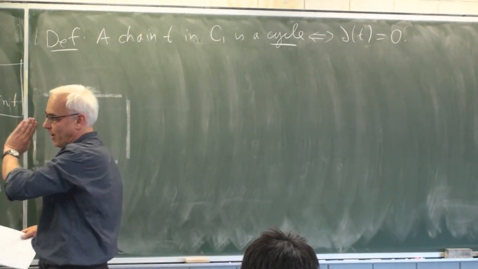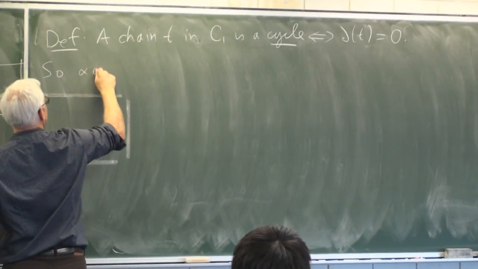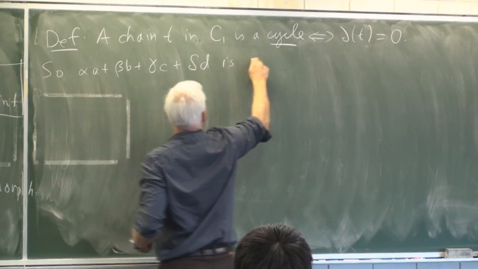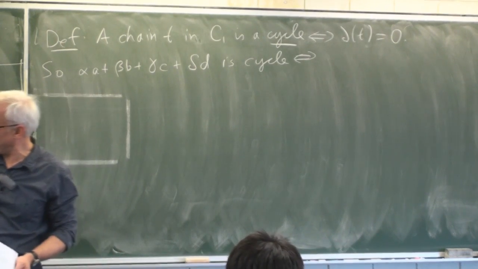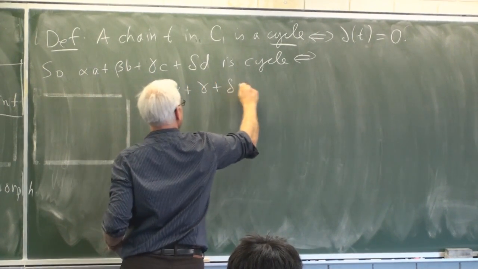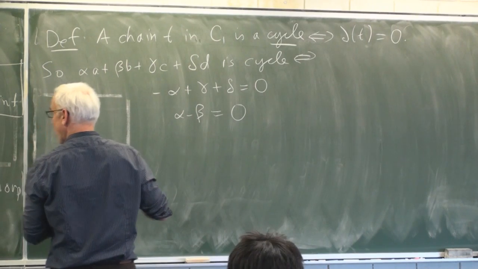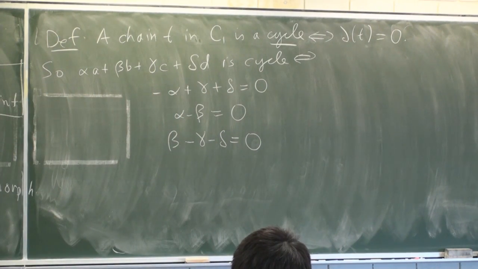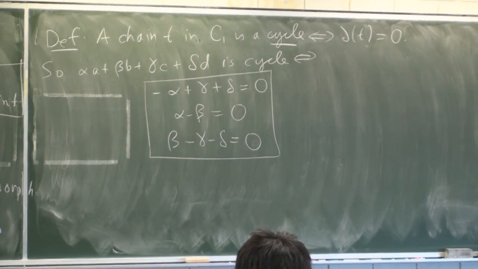So let's ask the question, all right, in this case, what are all the cycles? Well, the typical element alpha A plus beta B plus gamma C plus delta D is a cycle precisely when its boundary is zero. Well, we've already computed what the boundary is. There are the coefficients there. I'll write that out again. Minus alpha plus gamma plus delta has to be zero. And alpha minus beta has to be zero. That's the coefficient of y. And the coefficient of z was beta minus gamma minus delta. So we need these three conditions to be satisfied. And if they are, then we have a cycle.